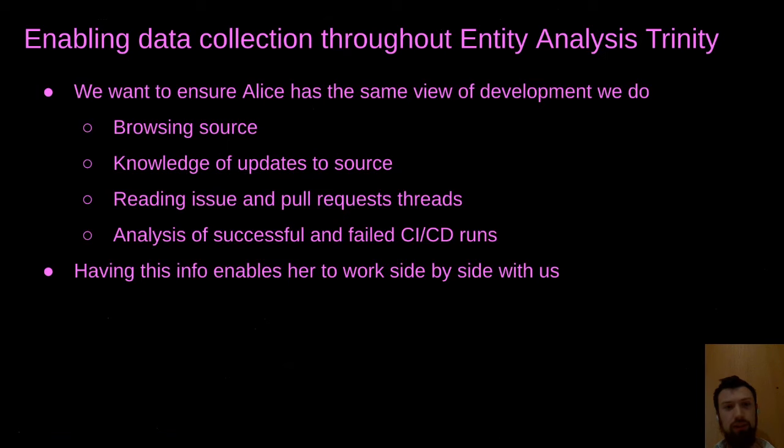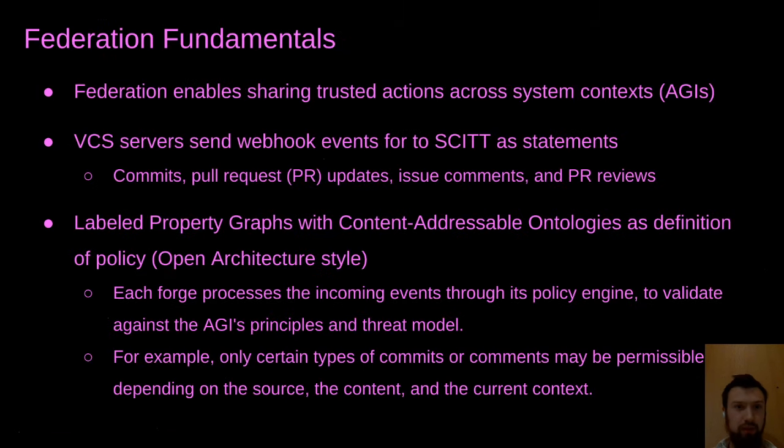And to get that information, we really need to figure out how to enable the AI to have all the same information that we do, right? So we want to make sure that it understands where the source code is, how it gets access to the source code, when there are updates. So if somebody's working on a pull request or an issue thread, how do we make sure that it has the most up-to-date information? And then how does it have the information about, if it submits a pull request or is debugging or looking at somebody else's logs, how does it read the CI/CD logs and so forth, right? So having this information allows us to work side by side just as we would with any other developer. So a key piece of this is federation.